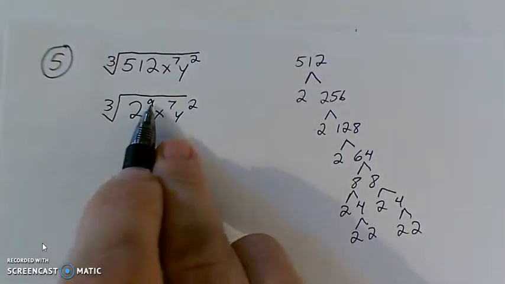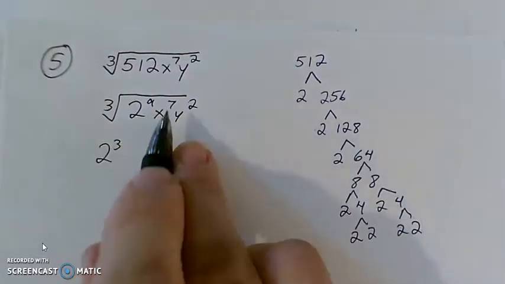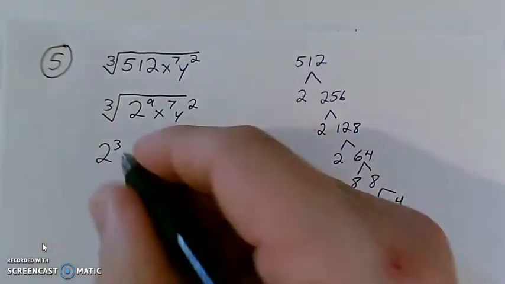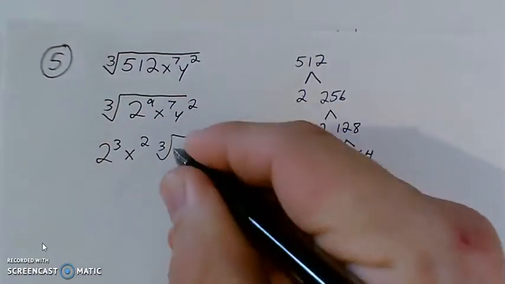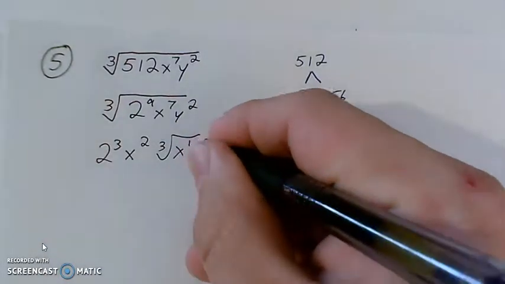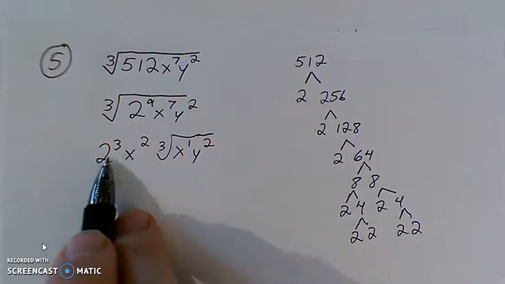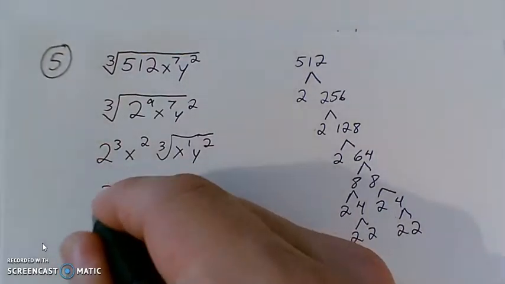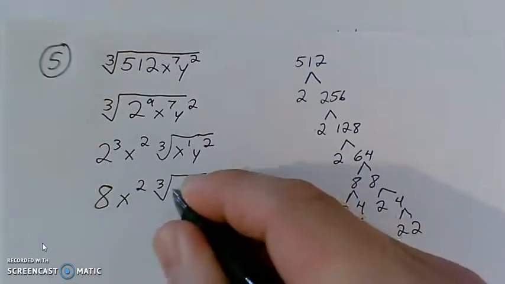Alright, so now 9 divided by 3, that will result in 2 to the 3rd power. 7 divided by 3 is 2 with a remainder, and 2 divided by 3 cannot be, so I'm just going to leave y squared inside this cube root. And the last thing I would do here is actually say 2 times 2 times 2 would be 8 to wrap this problem up.